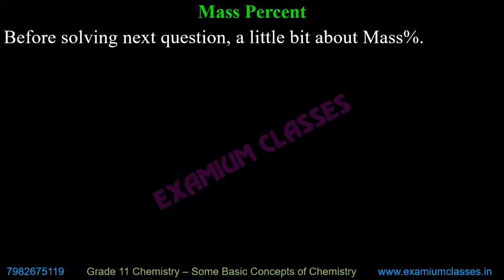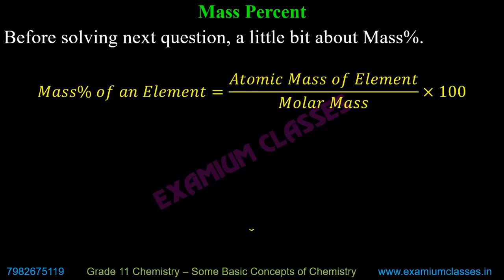Now, before I move to the next question, a bit about mass percent. Mass percent is something you already know how to calculate, the percentages. It is simply the same thing we do. We will be using it in the next question. So mass percent is nothing but, if we are talking in terms of atomic mass and molar mass, the mass percent of an element.